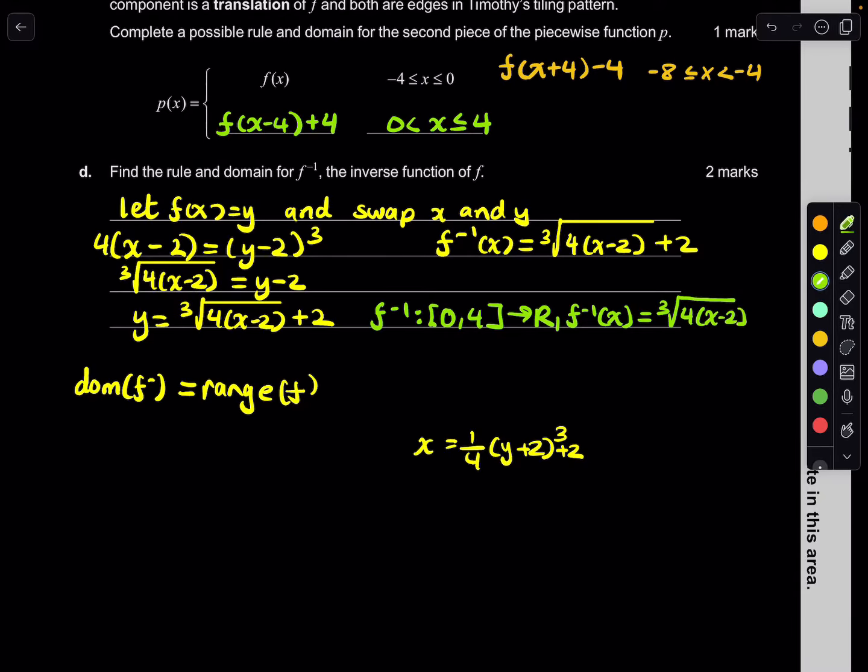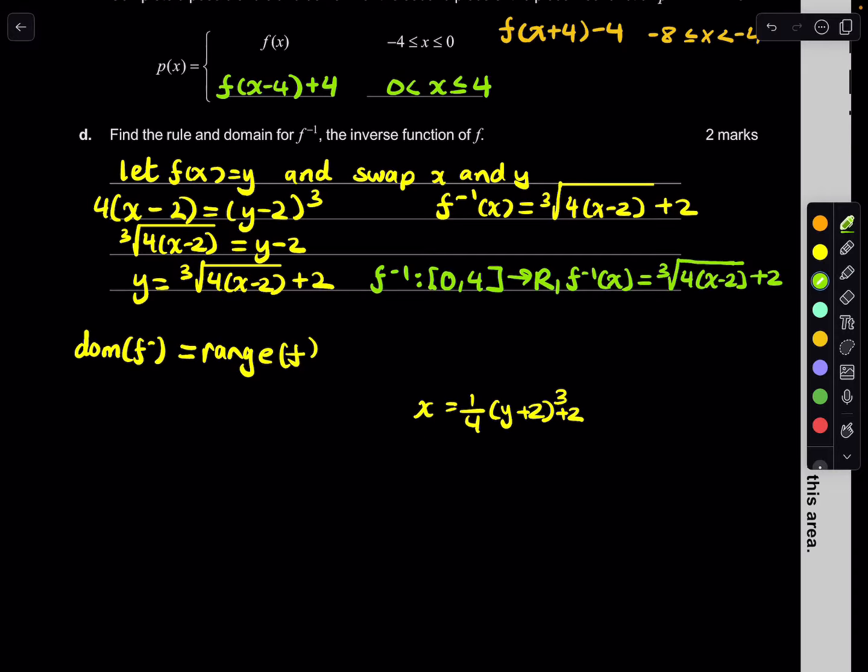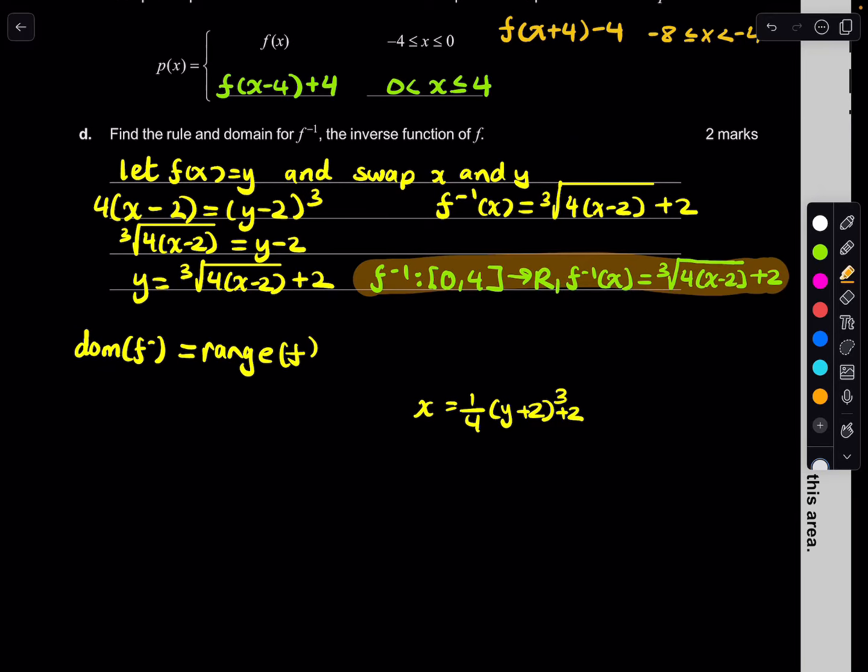4x minus 2 plus 2. Done. That is it. That here should give you that mark. So you've got the domain and you've got the inverse function, and you basically showed some working out.